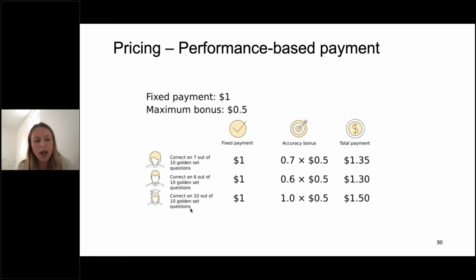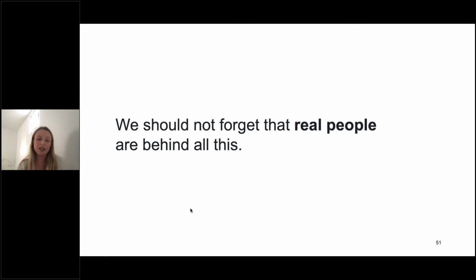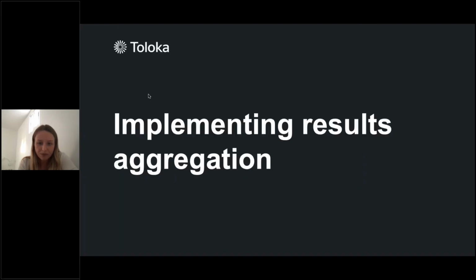In order for this to work, you should actually inform the performers that there are these kinds of dynamic prices, and if they mark your data better, they will be paid more. They should know about it. And another important thing when deciding on the price: we always want to automate the process, but we should not forget that behind those are real people. So this is just to add this important note here.